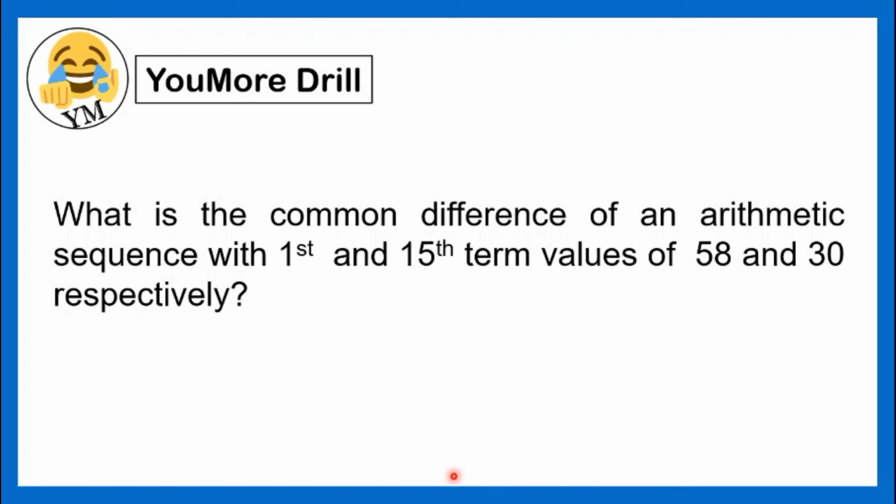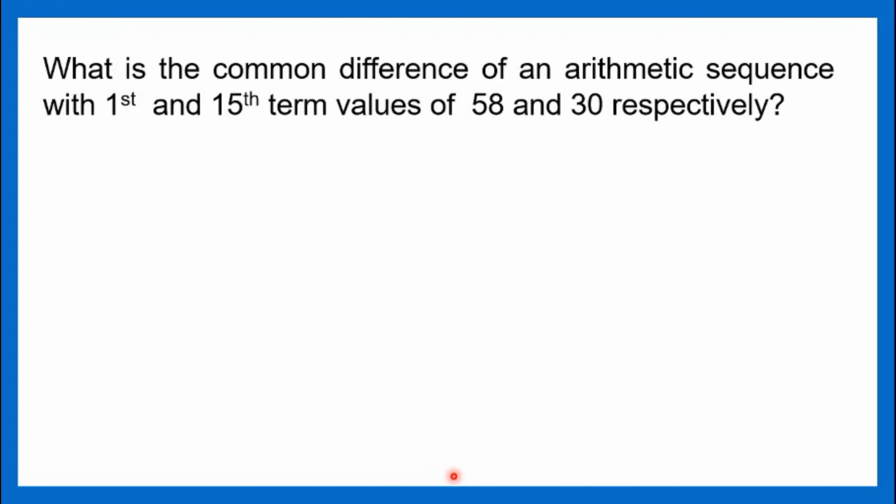Alright, time's up. So let us now answer this one. What is the common difference of an arithmetic sequence with first and 15th term values of 58 and 30 respectively? So, may "respectively" ulit. So, ganun ulit ang pagtingin. Kung si first ang unang binanggit, yung nauna dito ang value niya. So, 58. 15th ang pangalawa. So, 30 ang 15th term natin.